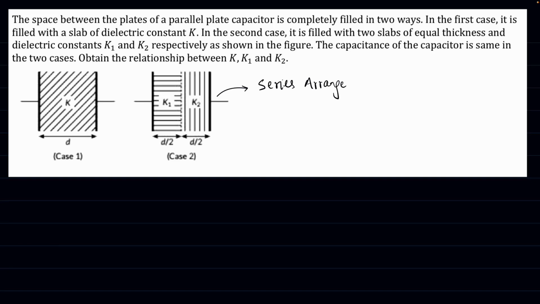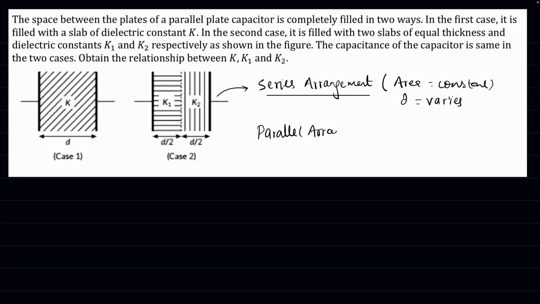Why is it a series arrangement? In a series arrangement, the area is not changing, which means the area is constant, but the thickness d varies. And in the parallel arrangement, it's the reverse. In this case, the area varies and the thickness remains the same. So based on this information, we can say that case 2 is a series arrangement.